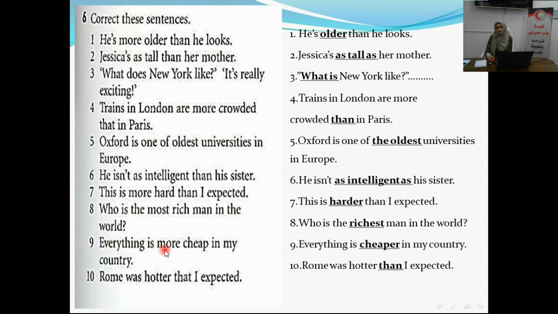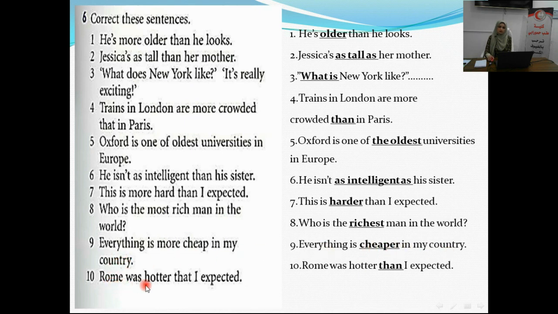Nine, everything is more cheap in my country. So the same thing, we have more and cheap. A one-syllable adjective should not be followed by more, but should be added with -er. In my country, cheaper, everything is cheaper in my country.